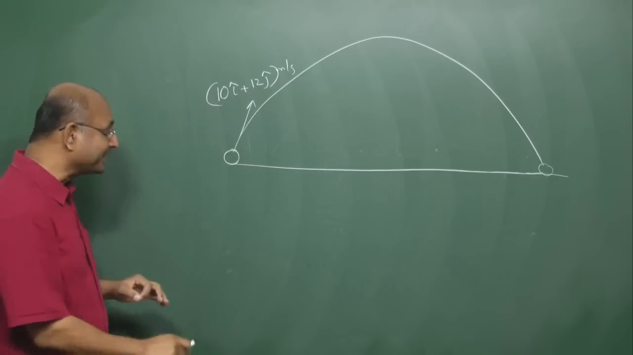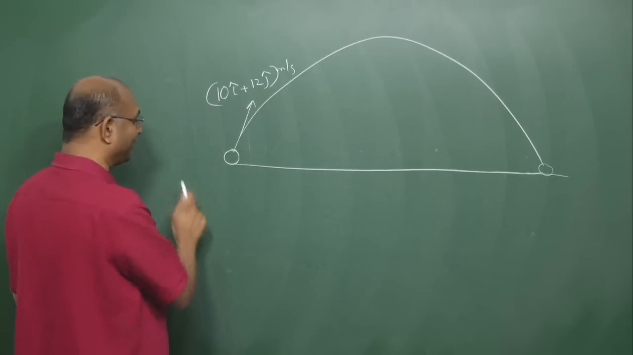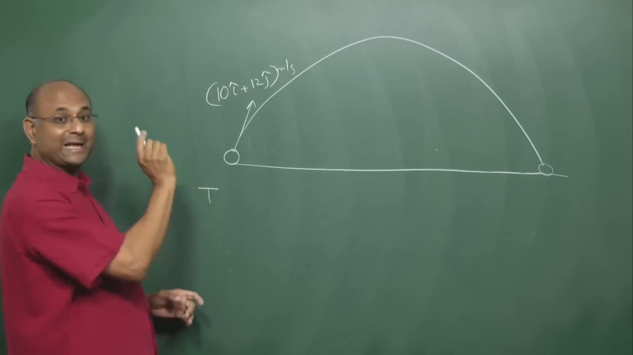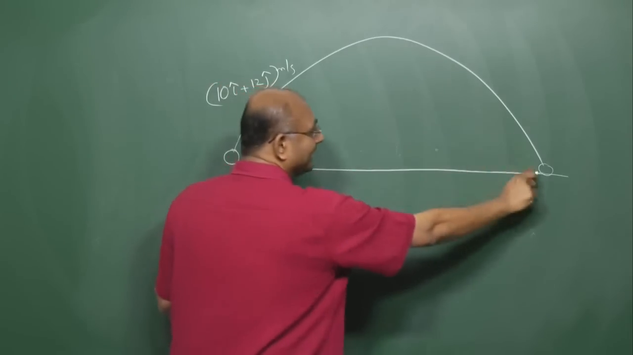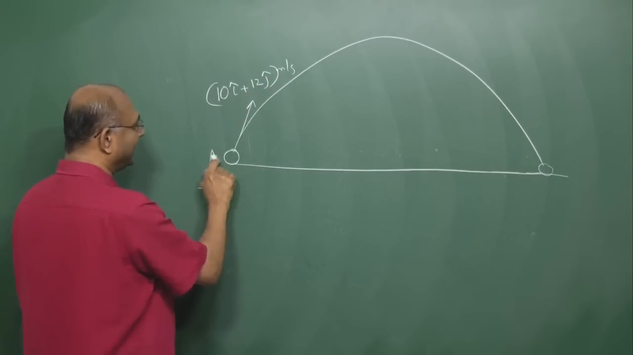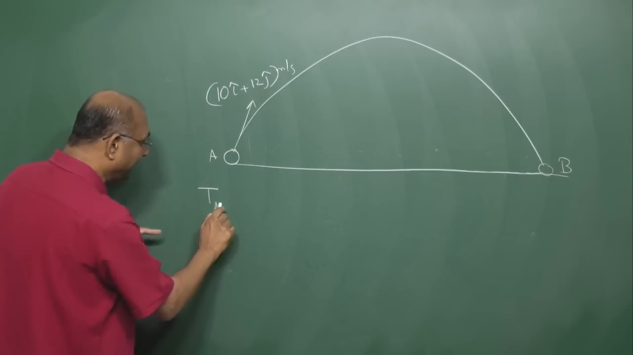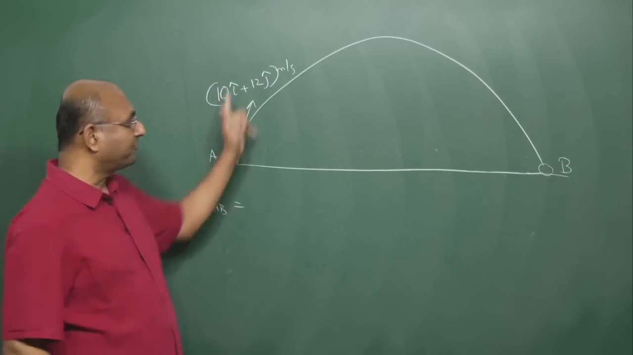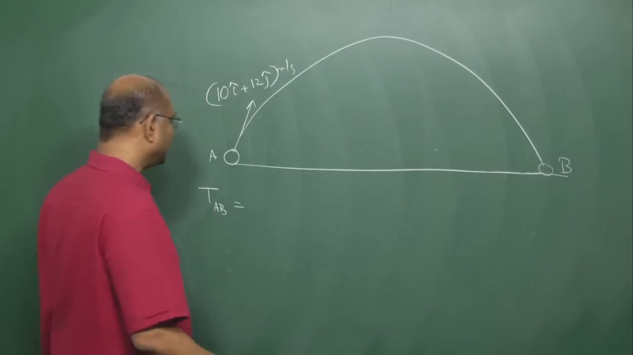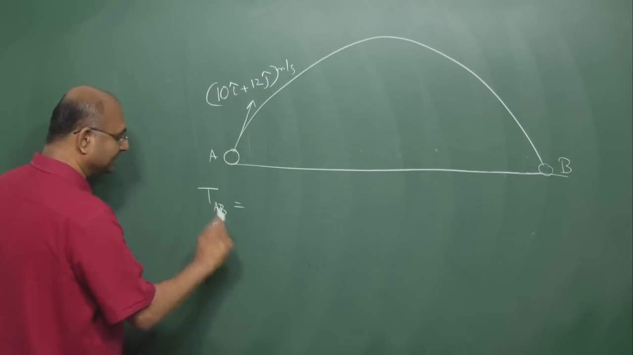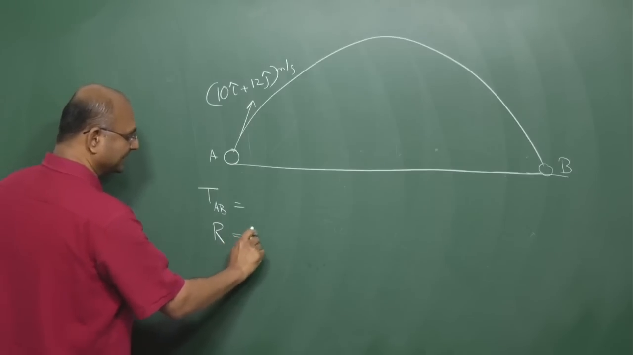I want the following things. Now I'm going to add a little bit more. First, the total time of motion. Let's call this point A and that point B. So I want the AB time, the time to go from A to B. Second, I want the range, which is basically the distance AB.